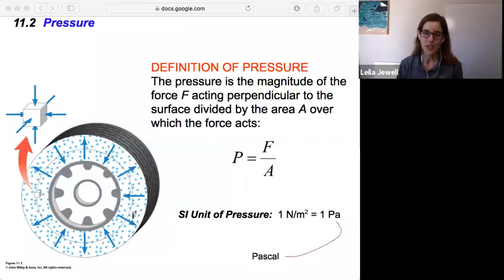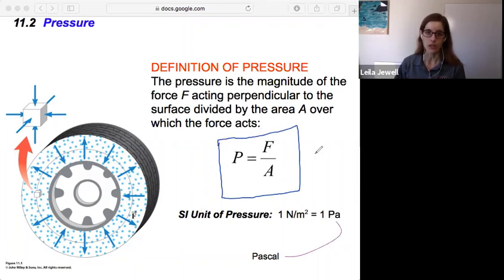Section 11.2, pressure. Jumping right in, the definition of pressure is the magnitude of the force acting perpendicular to the surface divided by the area A over which the force acts. In short, we can write pressure, noted with a capital P, as being equal to the force divided by the area. This is a really useful equation to hang on to and remember.